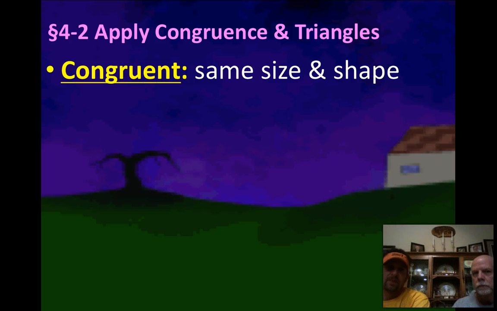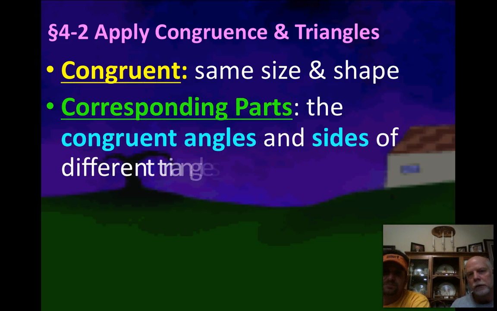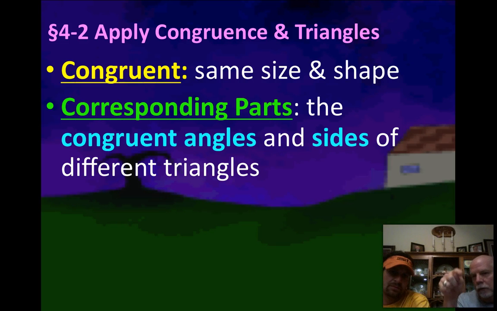So, corresponding parts. This is critical to understand, guys. Corresponding parts are that whole lining up thing: if they land on top of each other, what angle in one triangle lands on what angle of the other triangle, and what side of one triangle lands on what side of the other triangle. That's the corresponding parts here, the congruent angles and sides of the different triangles that line up.